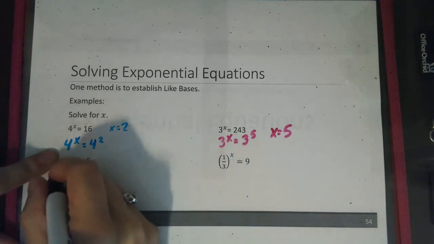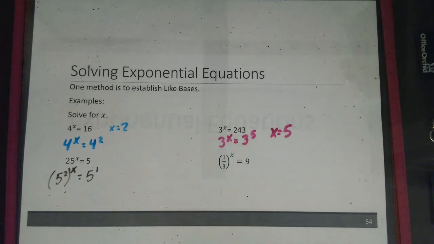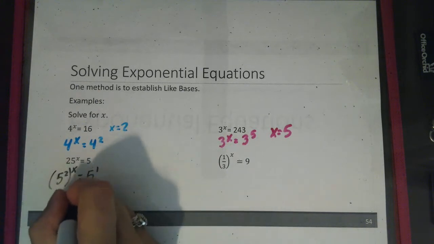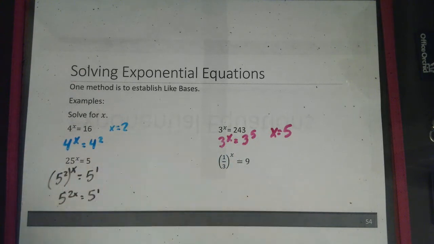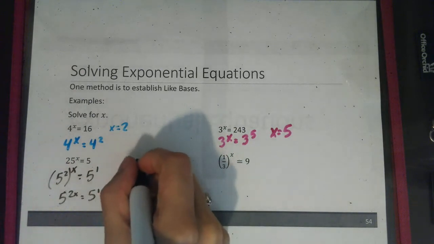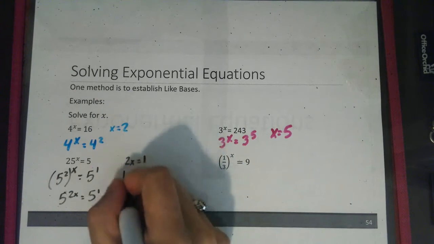So on the left side, I have 5 squared raised to the x power is equal to 5 to the 1st power. With my exponent rules, I know that if I have a power raised to a power, then I multiply those powers. So that's 5 to the 2x is equal to 5 to the 1st. So now they have the same base and they're equal, so their exponents must be equal. 2x is equal to 1, meaning x is equal to 1/2.